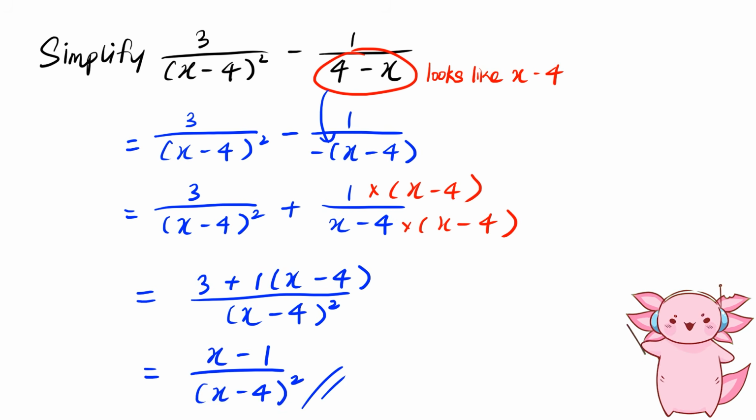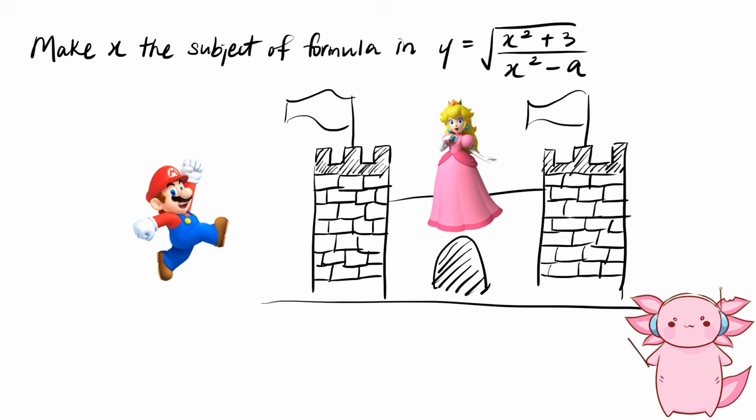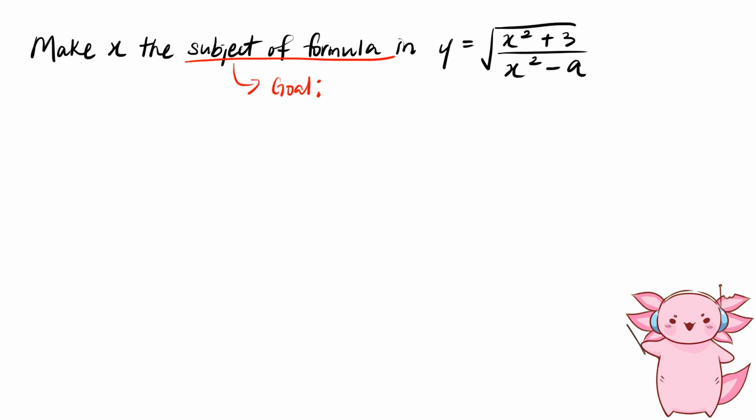Now we can add these two fractions here together, and after some simplifying, we can get our final answer. Making the subject of formula is just like Mario rescuing the princess from the castle or something. So for this question, our goal is to rescue the x out of all these things to make it x is equals to something.